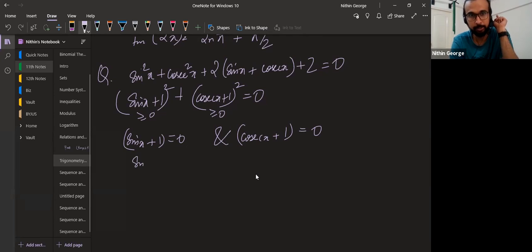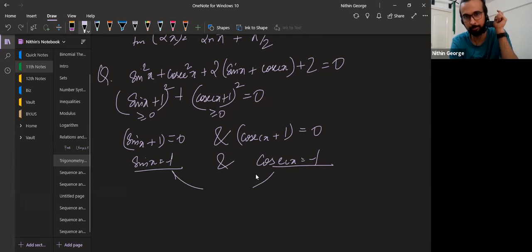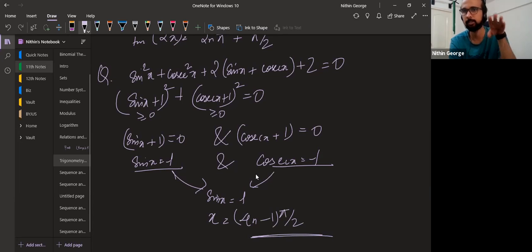All right. So you should get that sin x is equal to minus 1 and cosec x should also be equal to minus 1. Now, writing cosec x equal to minus 1 is the same as writing sin x equal to minus 1. So both of them point to the fact that sin x is equal to minus 1. Now, if sin x is equal to minus 1, what can you say about x? x is (4n minus 1) pi by 2. That's it. This is how you solve it.